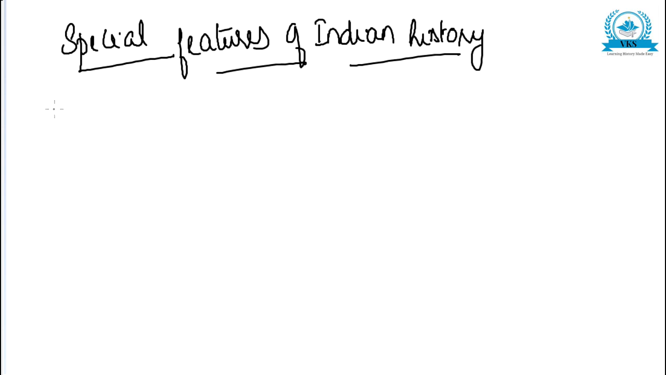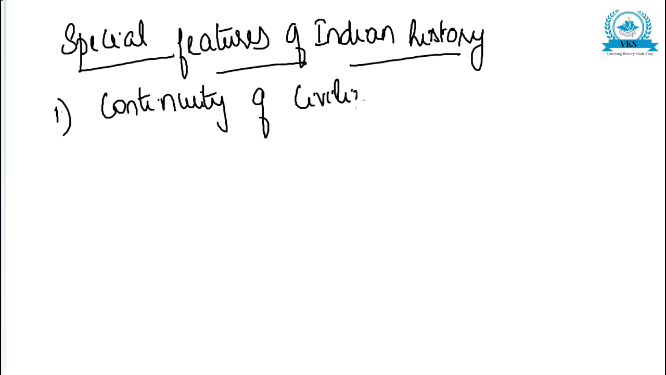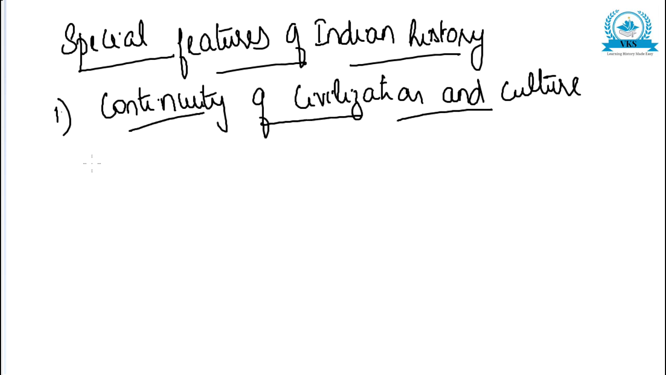So the special features of Indian history are: the first special feature is continuity of civilization and culture. After writing the main point, you just underline the main point and then start explaining the point.